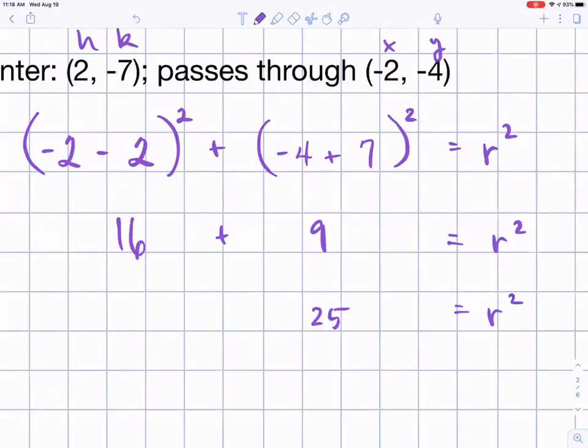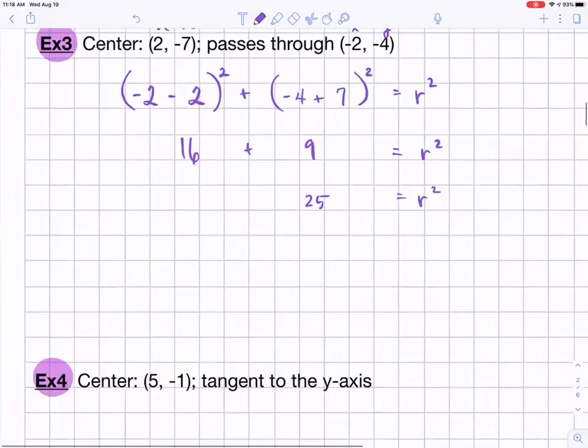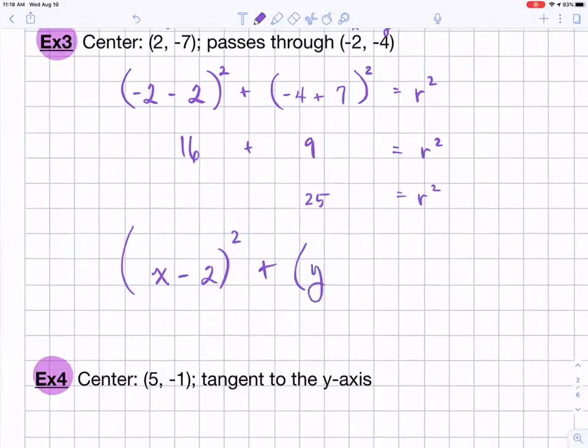So let's write it. Standard equation. First glob, what's it going to look like? X minus 2 quantity squared plus, keep going. Y, I just couldn't hear the rest of it. Plus 7 quantity squared is equal to 25.